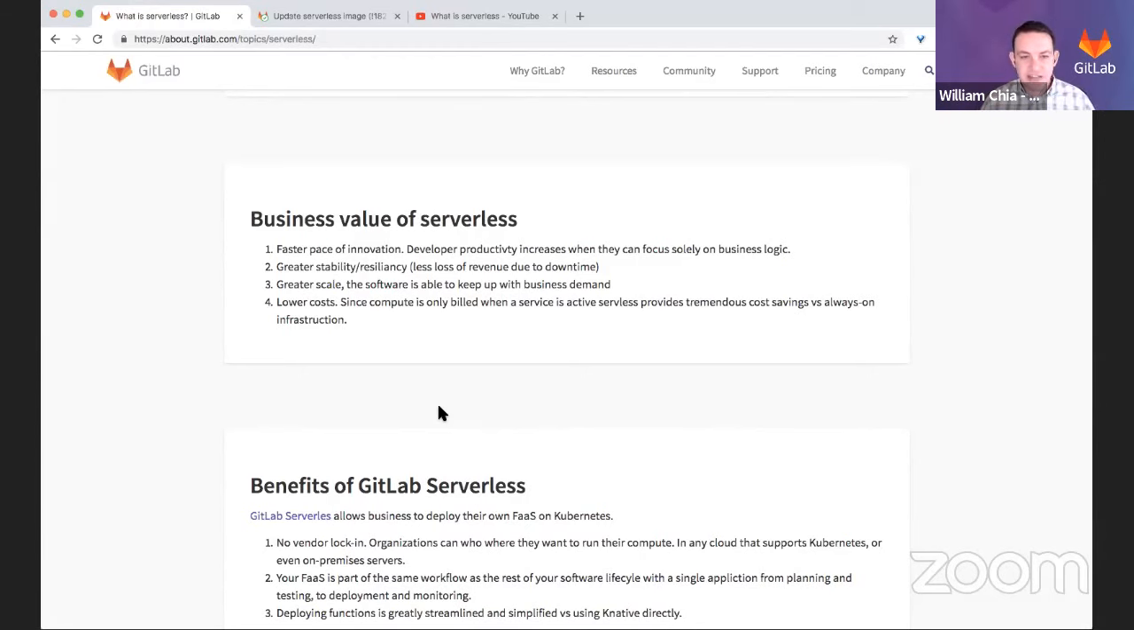So even though this is very nascent technology, relatively bleeding edge, this is the value that everyone from startups to enterprises is getting out of this. So some of these same ones: stability, scale, and of course, lower costs, even more so. In a microservices architecture, your costs are lower because you're only provisioning per microservice. In serverless, your costs go down to the absolute minimum, because if there's no load on the service, you're not paying for it. And so these ones right here, faster pace of innovation and lower costs, are the key drivers of organizations adopting serverless as their architectural pattern.